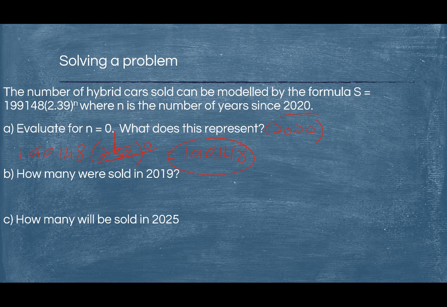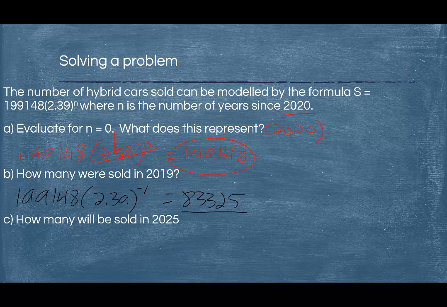How many were sold in 2019? Well, that's weird because that goes back a year. So what you're going to do there is put in 199,148 times 2.39 again, to the power of negative 1, because we're back a year. I'm going to punch that into my calculator: 199,148 times bracket 2.39 bracket to the power of negative 1. And it's going to give me less cars. It's going to give me 83325. I left off the decimal places because we're looking at a number of cars.